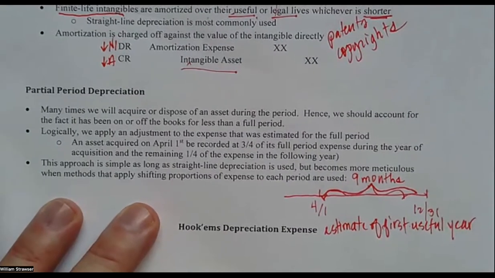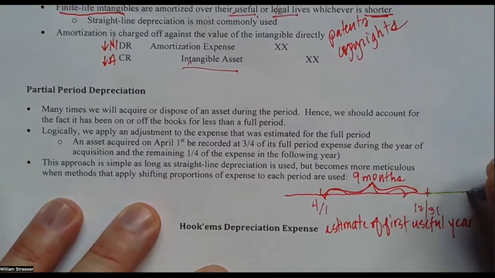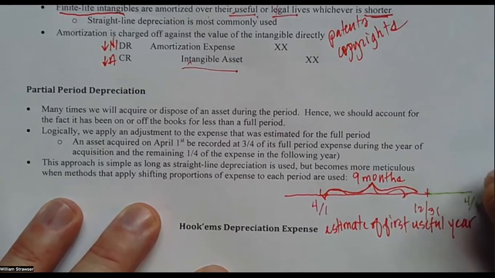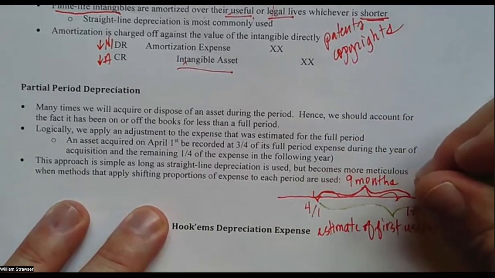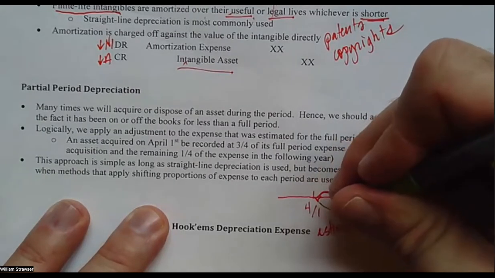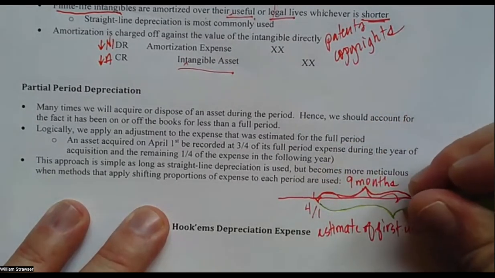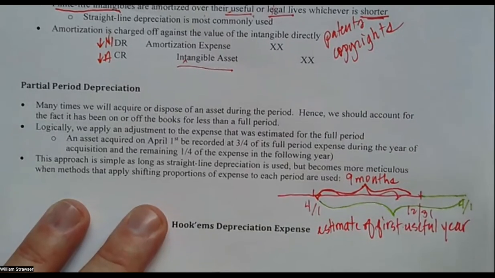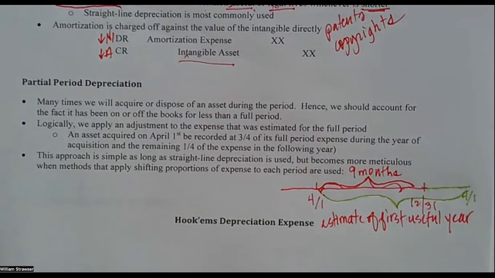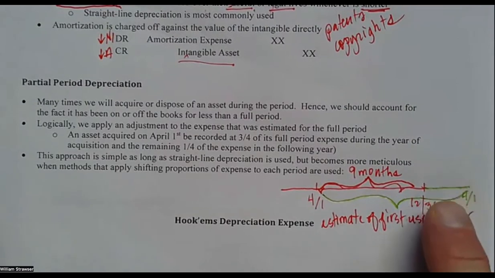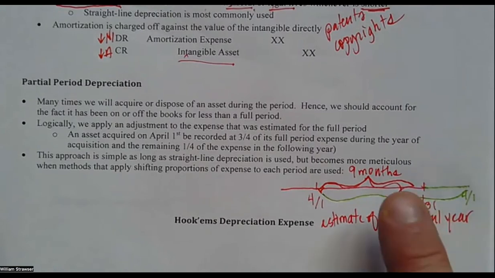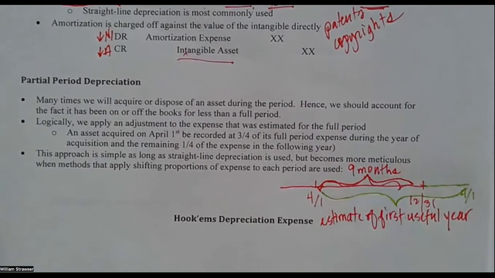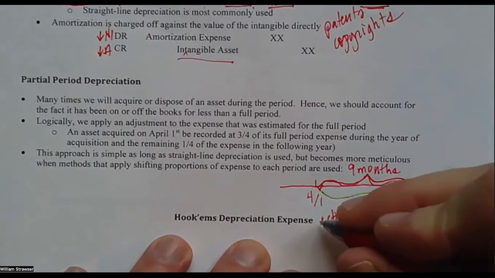So the first useful year now comes out to, it basically borders 2 reporting periods, right? It encompasses all 9 months in the year of acquisition. And then because it didn't fill up the full 12 months of its first useful year, there's 3 months left over in the following year. So we report at 12/31, we would only report the first 9 months. And so we make an estimate of the first useful year.